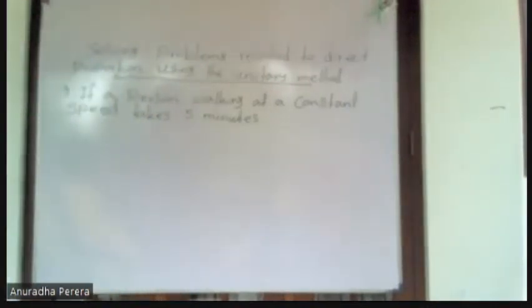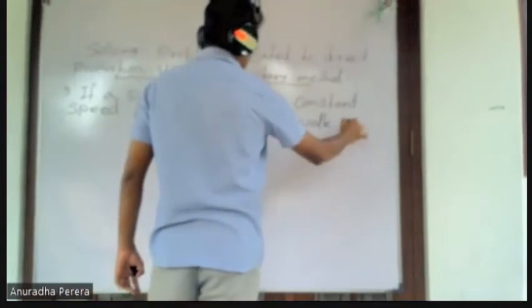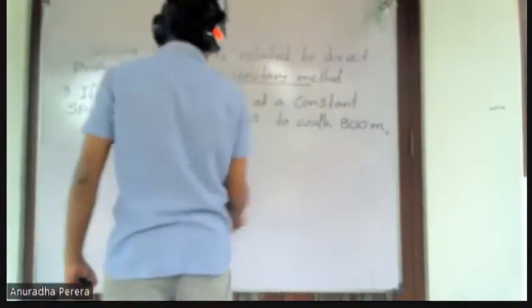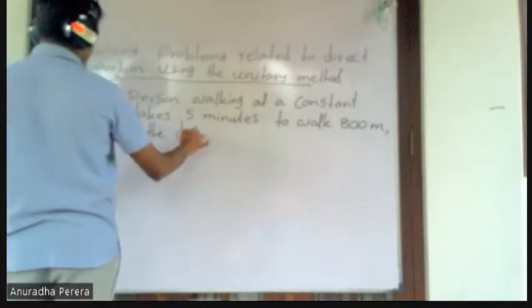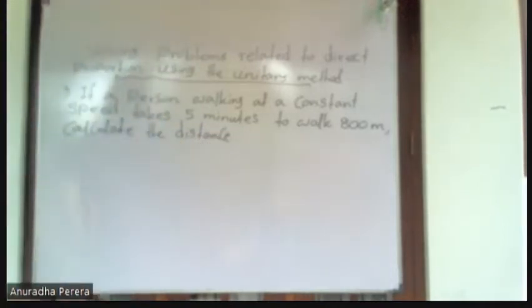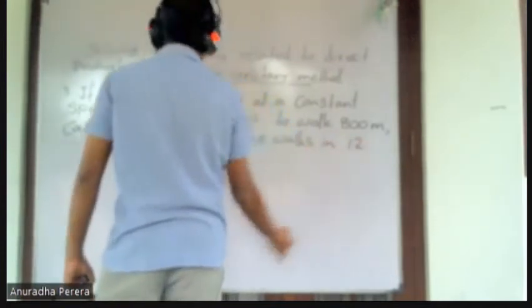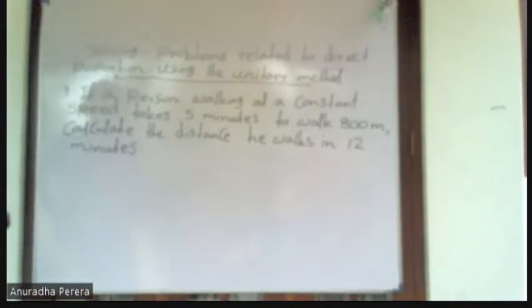If a person walking at a constant speed takes 5 minutes to walk 800 meters, calculate the distance he walks in 12 minutes.